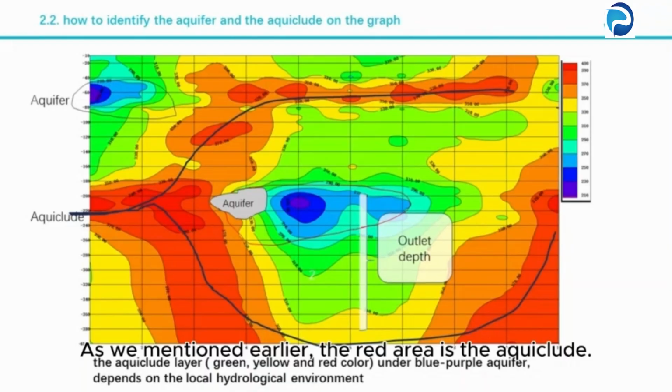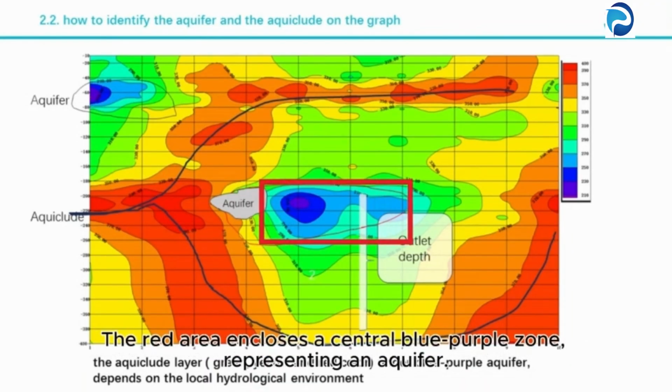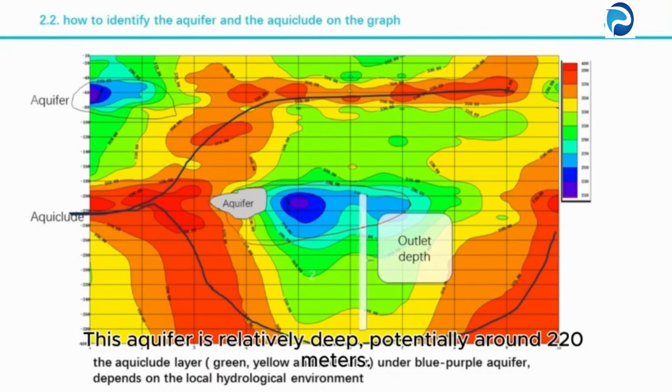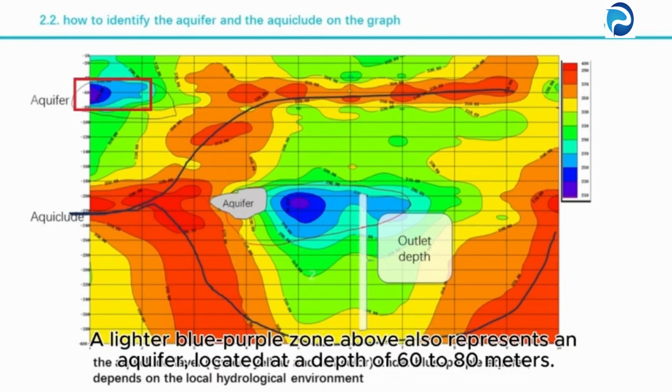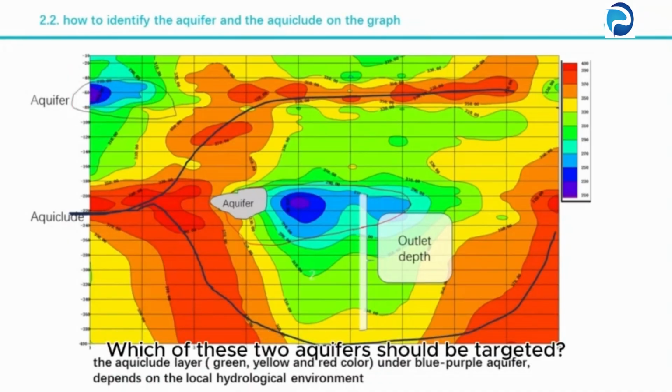As we mentioned earlier, the red area is the aquiclude. The red area encloses a central blue-purple zone, representing an aquifer. This aquifer is relatively deep, potentially around 120 meters. A lighter blue-purple zone above also represents an aquifer, located at a depth of 60 to 80 meters. Which of these 2 aquifers should be targeted?